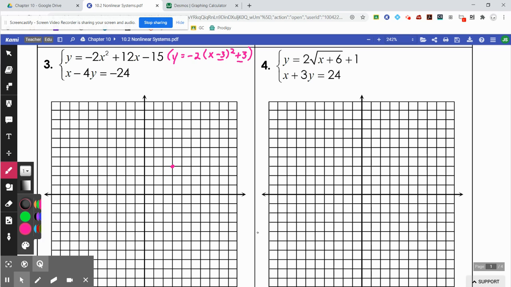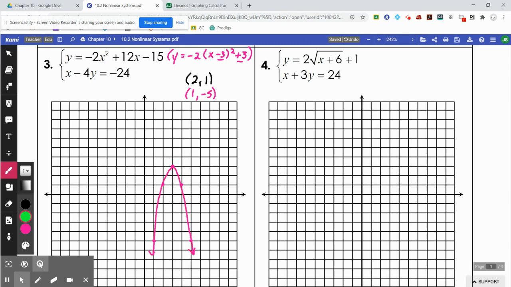Like you could plug in 2, and you're going to get 1. So another point on your graph would be located at (2, 1). So that means that here's another one on your graph. You could plug in 1, and you're going to get -5. So that's going to be located at (1, -5), and you would have another point right here. So there would be your parabola. Let's go ahead and connect my dots.